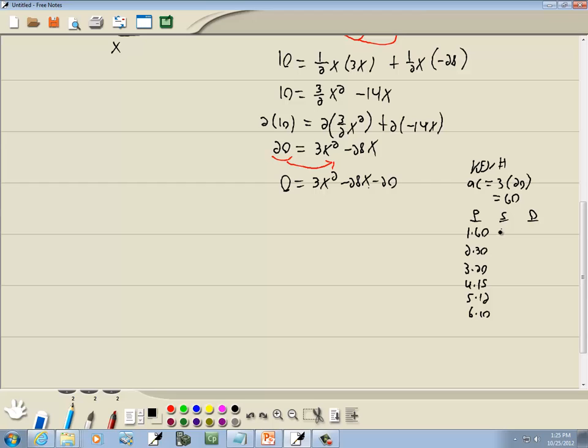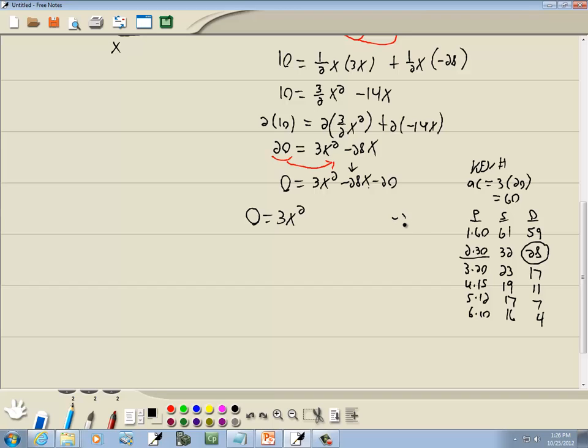Add these. 1 plus 60 is 61, 2 plus 30 is 32, 3 plus 20 is 23, 4 plus 15 is 19, 5 plus 12 is 17, 6 plus 10 is 16. Subtract them. 60 minus 1 is 59, 30 minus 2 is 28, 20 minus 3 is 17, 15 minus 4 is 11, 12 minus 5 is 7, and 10 minus 6 is 4. The number we're looking for is the number on our middle term, which is 28, which is right here, which means we're going to use 2 and 30.